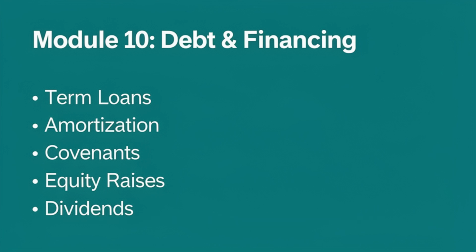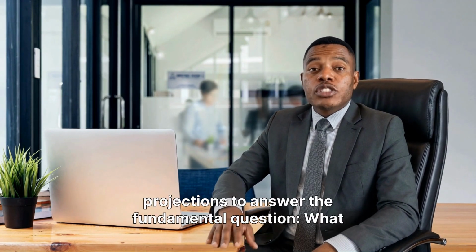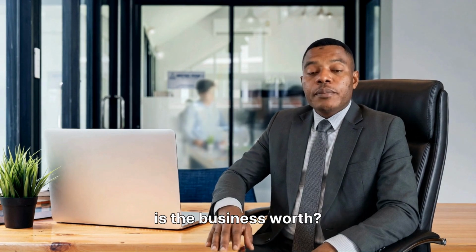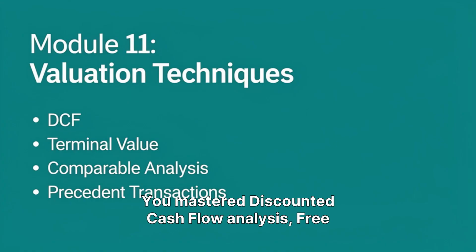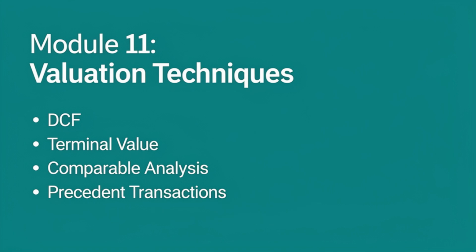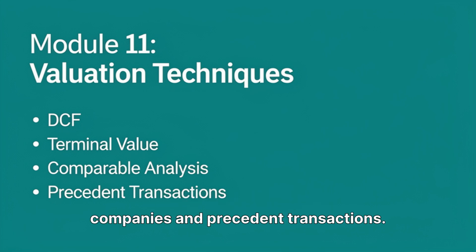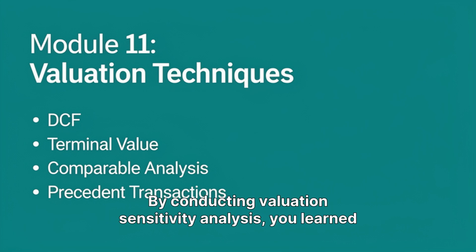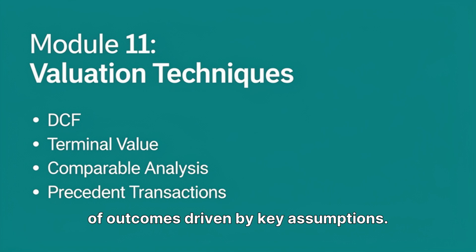realistic capital structure. Entering the 10th minute, we reached the core of investment analysis, valuation. Module 11 taught us to use our projections to answer the fundamental question, what is the business worth? This is where modeling results transform into investment decisions. You mastered discounted cash flow analysis, free cash flow to the firm, and various terminal value methods. We also explored relative valuation using comparable companies and precedent transactions. By conducting valuation sensitivity analysis, you learn to view a company's worth not as a single number, but as a range of outcomes driven by key assumptions.